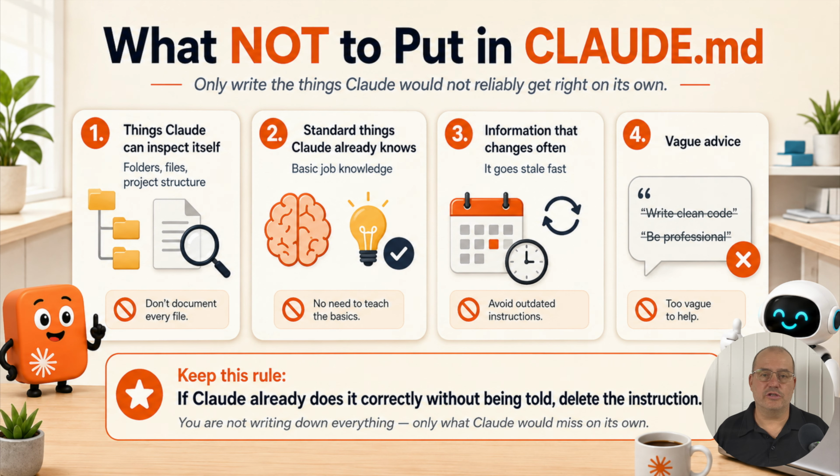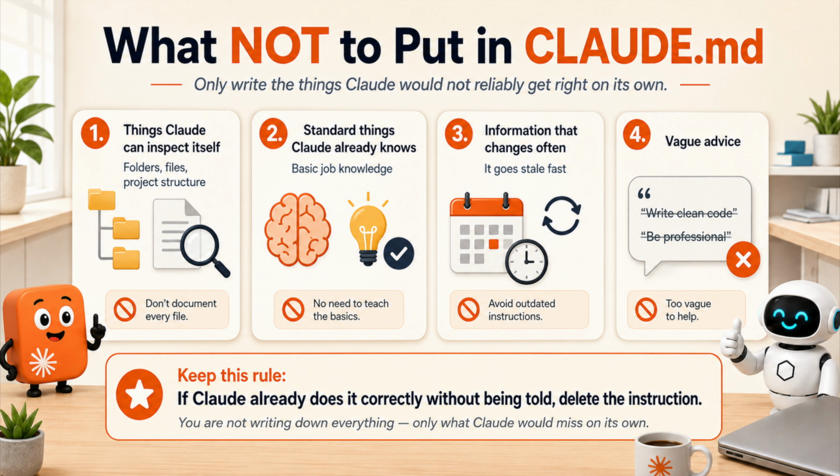Four common things you should leave out. First, anything Claude can work out on its own by looking at the project. You don't need to describe every folder and file. Claude can already inspect that project. Second, standard information it already knows. You don't need to teach Claude the basic parts of its job. Third, anything that changes frequently. It will quickly go stale, and then you'll be giving Claude outdated instructions. And fourth, advice that sounds good but doesn't tell Claude what to do.